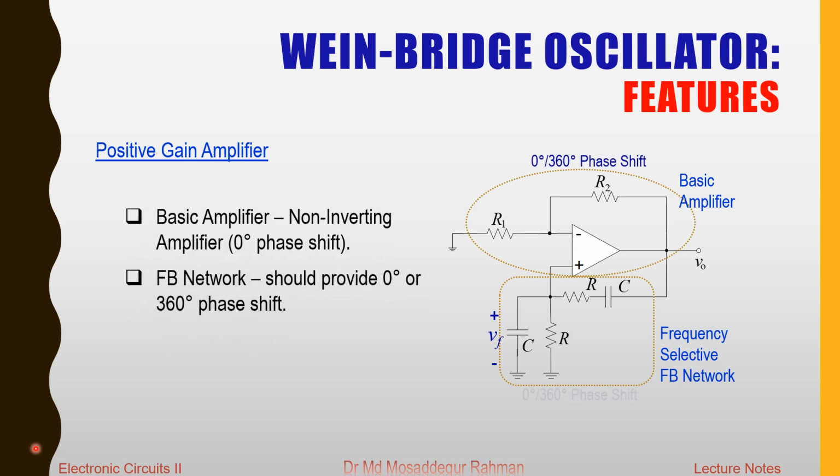So in this case, the basic amplifier has a positive gain, so there is no phase shift from input to the output. We can say 0 degree phase shift or 360 degree phase shift through the basic amplifier, and so the feedback network should also provide 0 degree or 360 degree phase shift, and the total phase shift will remain 0 or 360 degree.